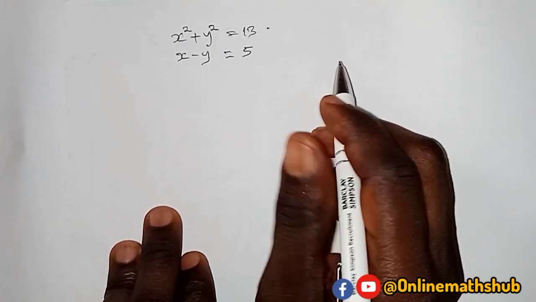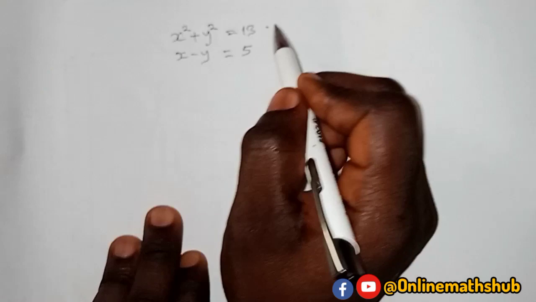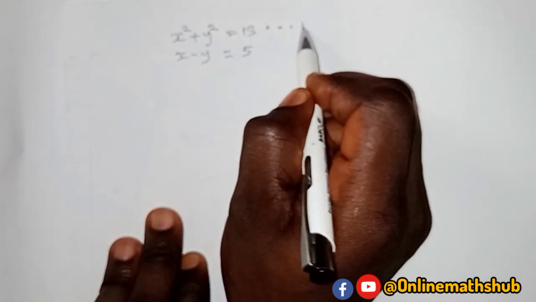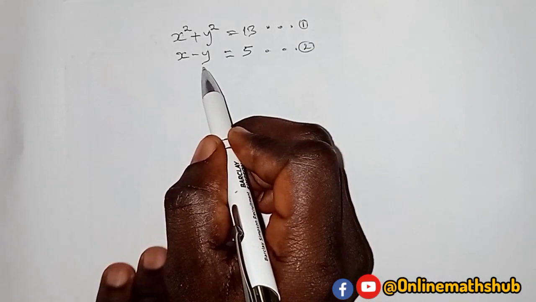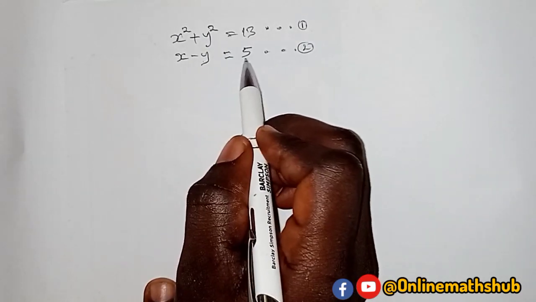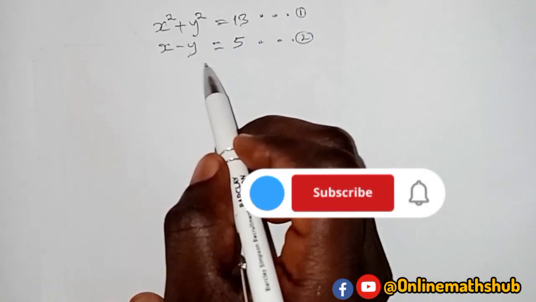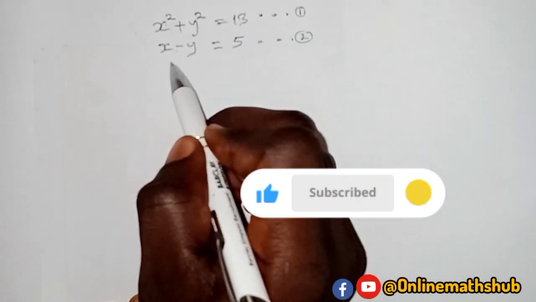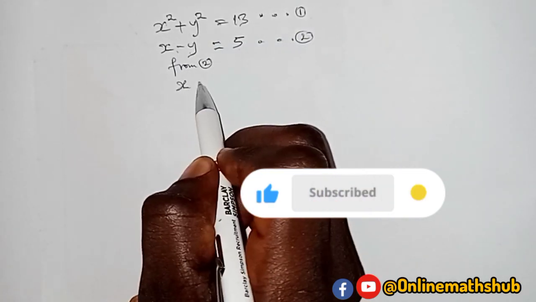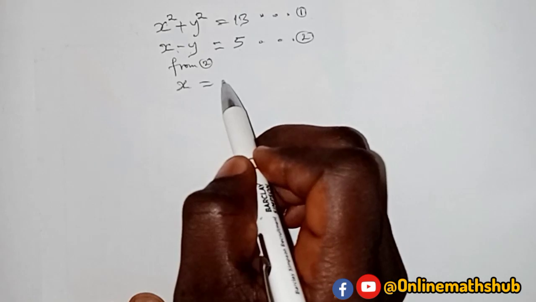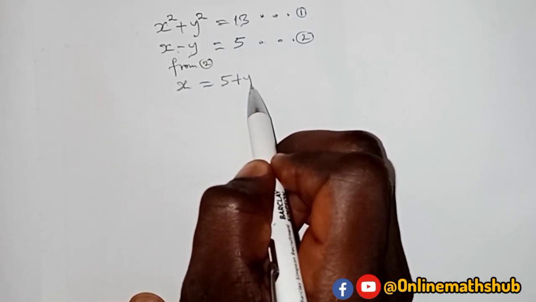Okay, so to solve this problem, this is a question we've been asked to solve simultaneously. If I call this equation 1 and I call this equation 2, what I'm going to do is make x the subject in equation 2. You can also make y the subject, but for the sake of this video, I'm going to make x the subject in equation 2. So I can say from equation 2 that if I bring y to the right hand side, my x is equal to 5 plus y.